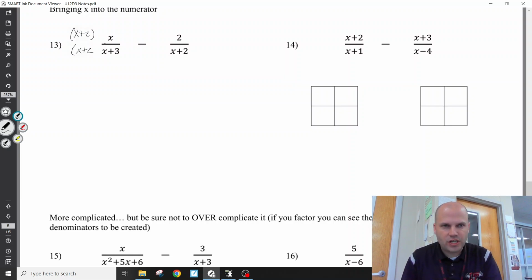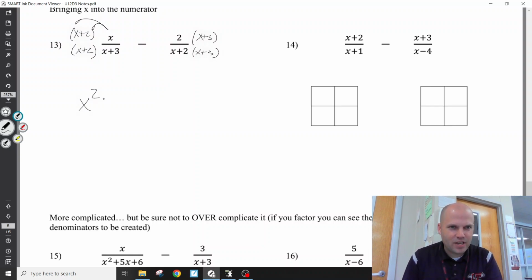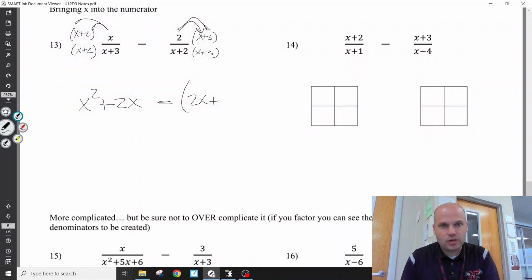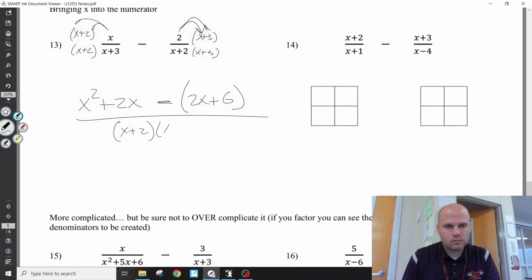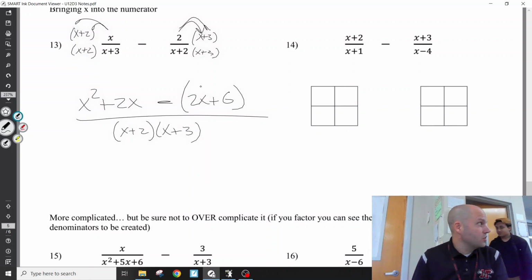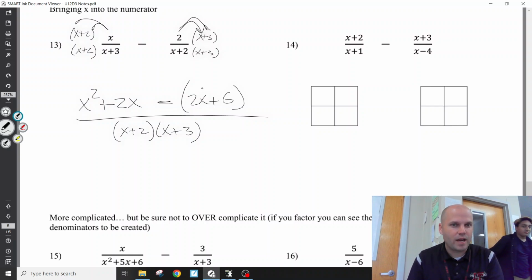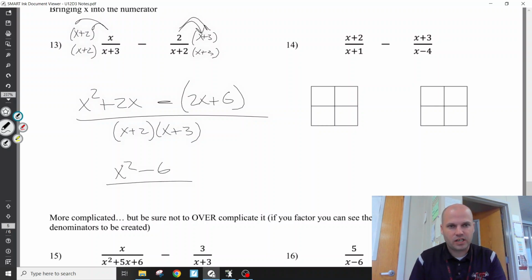What happens? It's still the same start. Got to give these fractions a common denominator. But now when I distribute, I got x times x and I got 2 times x. I'm subtracting 2 times x, 2 times 3. Subtracting the 2x, subtracting the 6, 2x minus 2x, no x's, minus 6, nothing to go with, so I get x squared minus 6 over x plus 2, x plus 3.